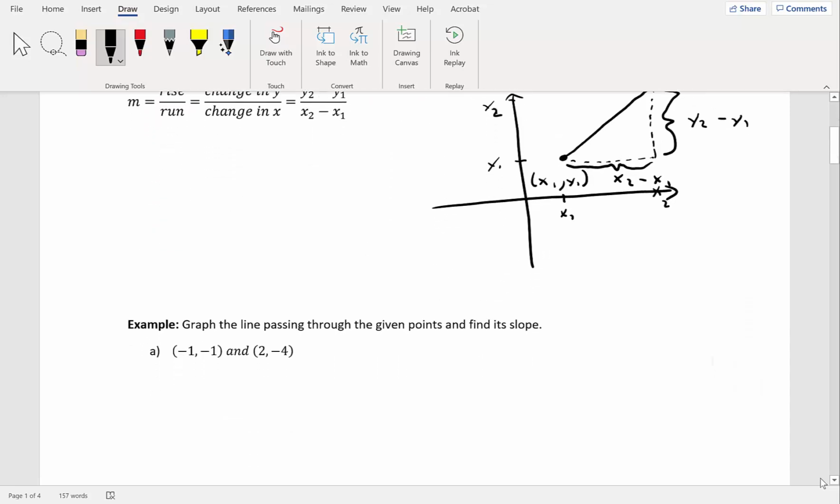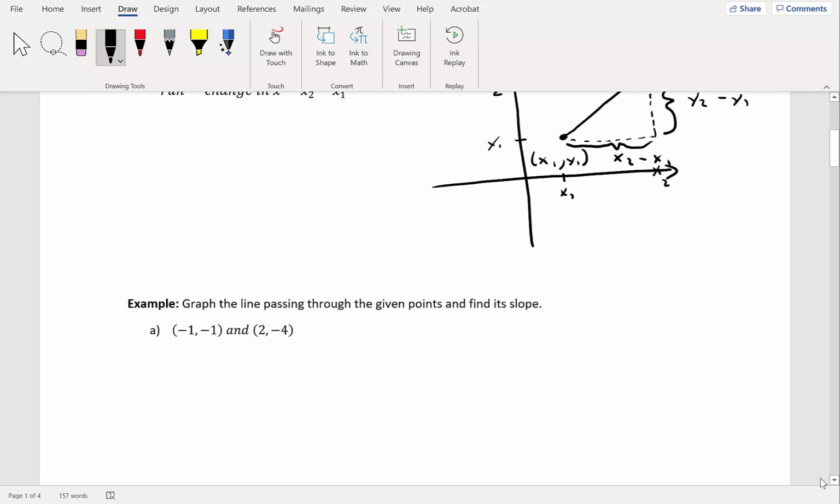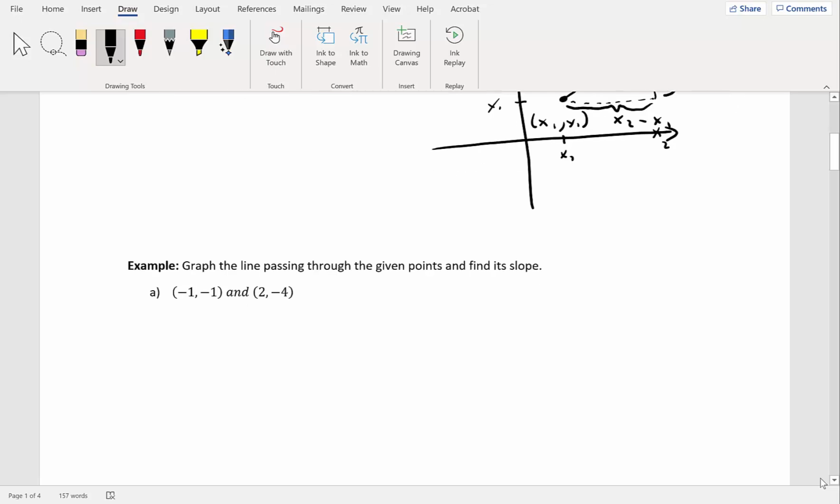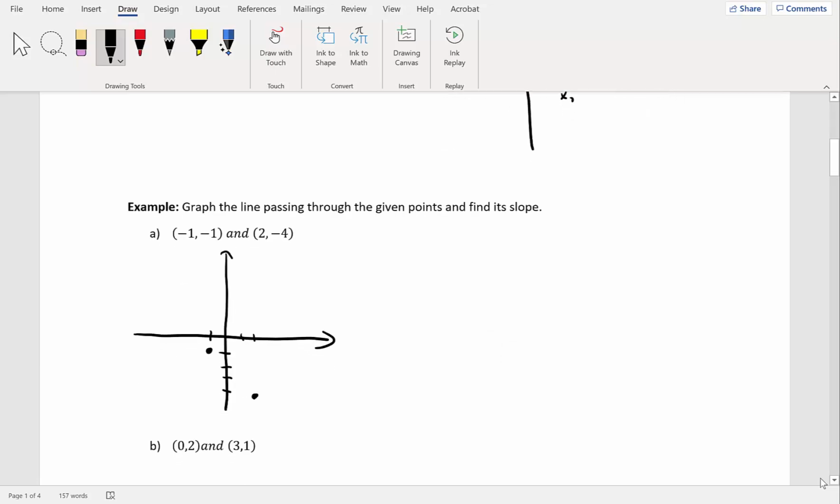So let's take a look at an example here. We're going to graph the line passing through the given points and find its slope. Okay. So to graph this line, we're already given 2 points. That's all we need to graph this line. So let's draw a rectangular coordinate system. Okay, so we have the point -1, -1, which is right over here. And then we have the point 2, -4, which is this point. And now we can go ahead and connect them with each other. And then we have our graph.